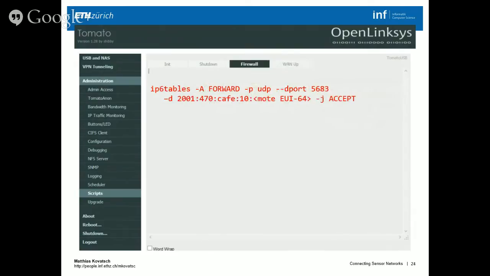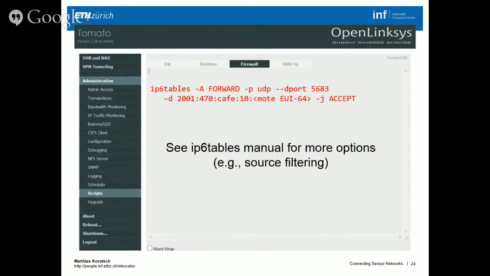Another thing, if you want to access your motes remotely, you should open your firewall. Here's an example how you directly make a port accessible. Have a look at the ip6tables manual for more options. For instance, it would make sense that you also do filtering on the source. So for instance, you could have a proxy in between that does some better filtering of who can access your sensor nodes and who's not allowed.